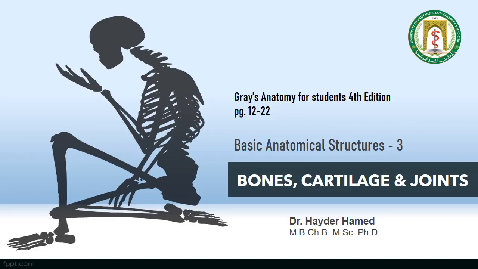Assalamu alaikum. This is Dr. Haider Hamid. Today we're going to discuss part 3, basic anatomical structures, including bones, cartilage, and joints. You'll find the pages in Gray's Anatomy for Students, 4th edition, from page 12 to page 22.